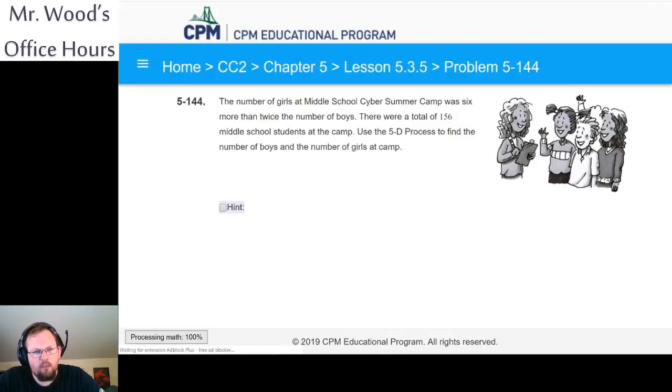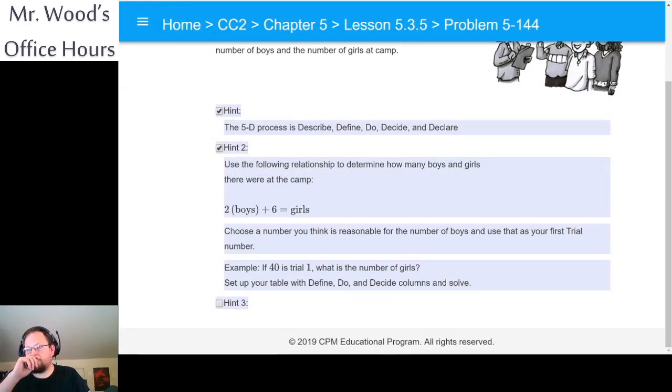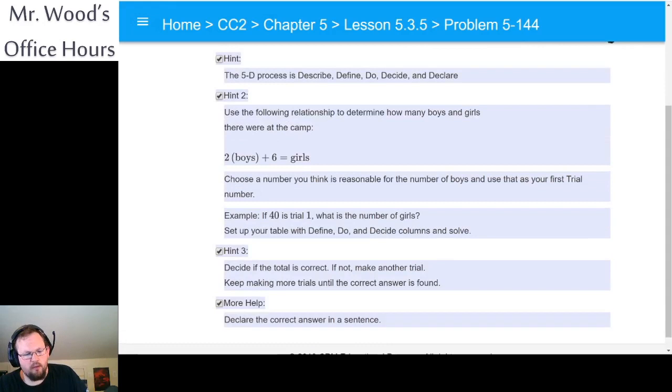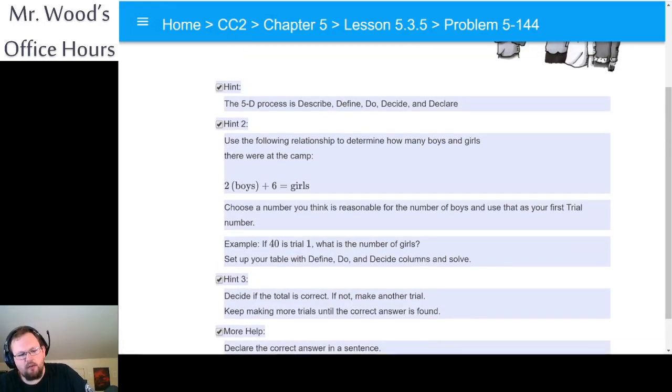So the homework help that it gives you here does sort of tell you some of these, but it gives you the same concept. 2 times boys plus 6 equals girls, and then they give you an example, and then they just sort of tell you to keep doing it. But this statement, 2 times boys plus 6 is equal to girls, you can run tests on that if you would like, just to see what the total is.